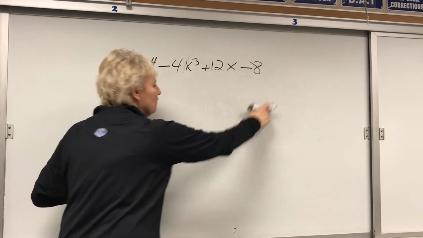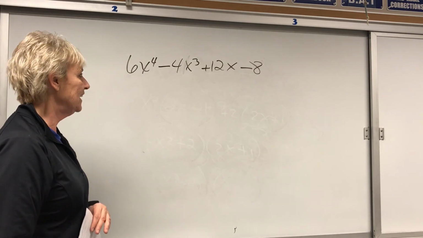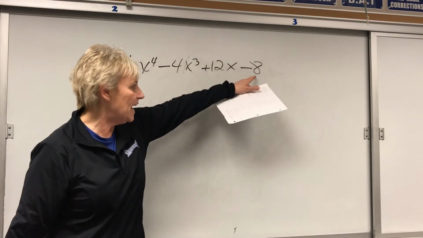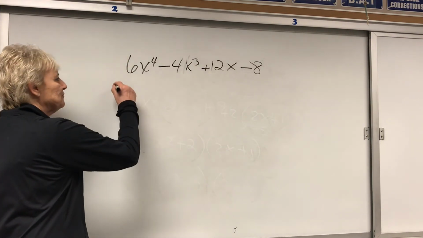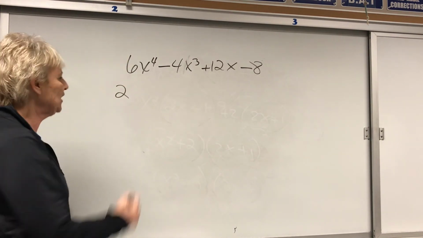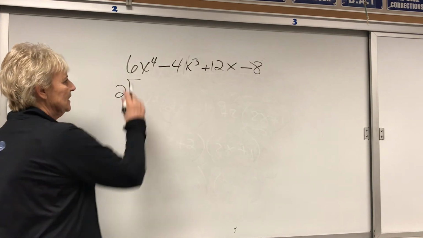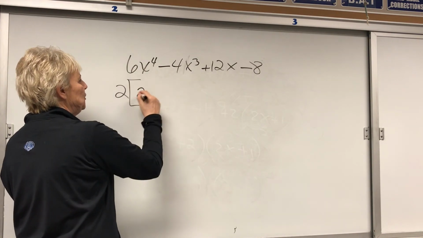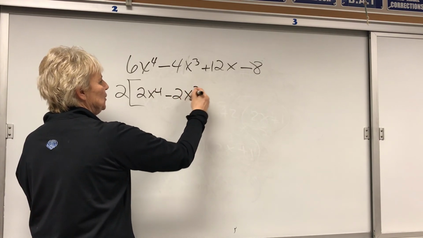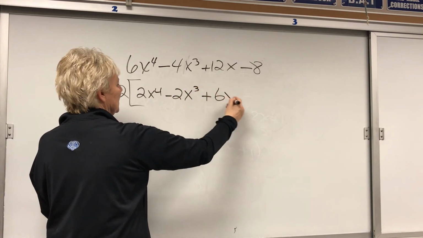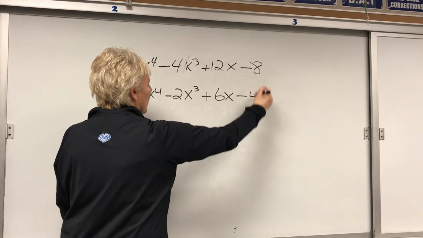Notice all four of them are even. Now they don't have a variable in common because this doesn't even have one. But all four of them have a 2. You have to pull it out. That's when I use a bracket. Let's pull out the 2. We get 2x to the 4th minus 2x cubed plus 6x minus 4.